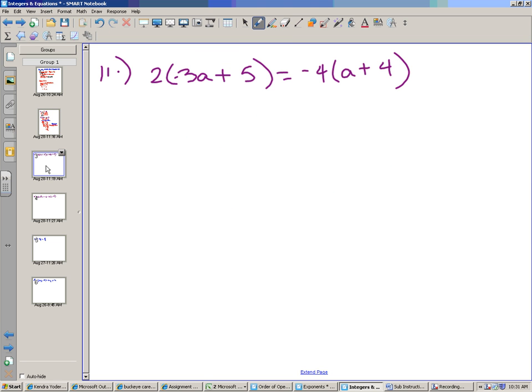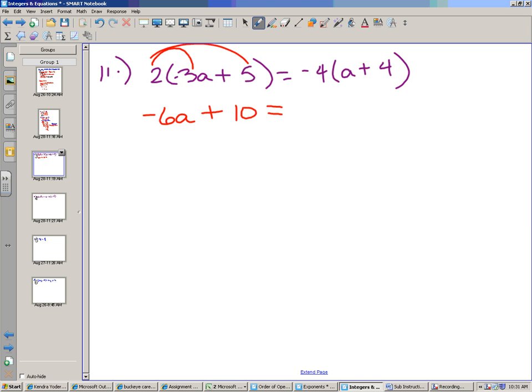Number 11. This is the first thing I talked about. This is the distributive property. With this being the distributive property, I need you to go ahead and distribute. So distribute means the 2 goes to the negative 3a by multiplication to give you negative 6a. And the 2 also goes to the 5 because it's inside the parentheses by multiplication to give you 10.